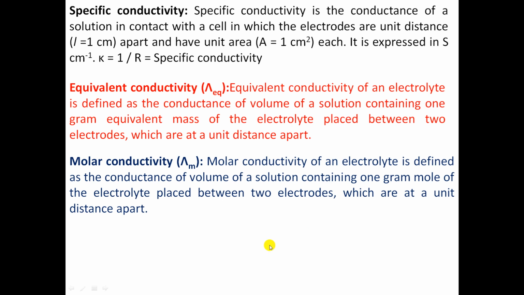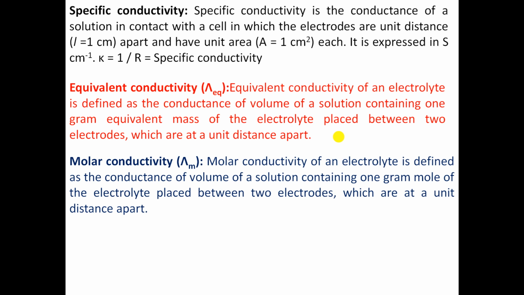The next term we are going to discuss is equivalent conductivity. Here, in order to measure the conductivity, we take the equivalent solution. We know that a one normal solution is obtained when 1 gram equivalent weight of a substance is dissolved in 1000 ml of water. For example, the equivalent weight of NaOH is 40. When 1 gram equivalent weight of NaOH, that means 40 grams of NaOH, is dissolved in 1000 ml of water, we get a one normal solution.